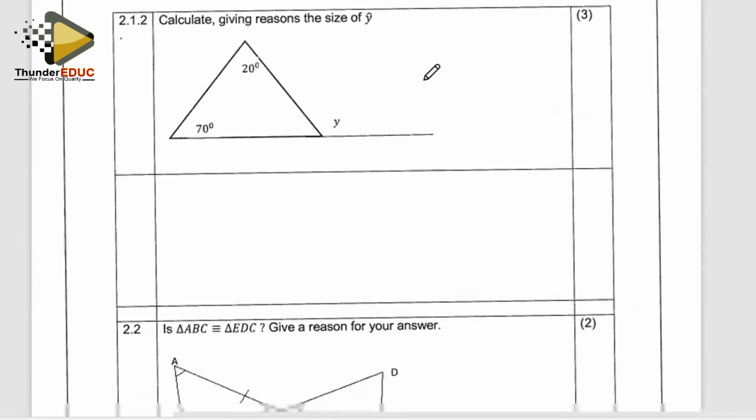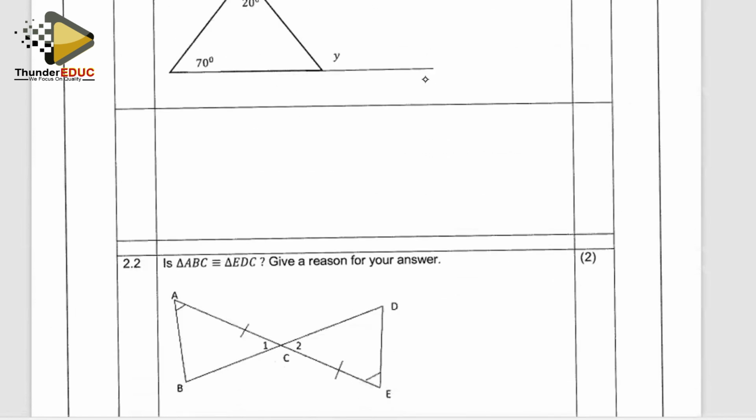2.1.2, they want us to calculate the size of y while giving reasons. So what we need to do is we're seeing this as a 20. We're seeing this as 70. So 20 and 70, both are interior angles because they are inside of the triangle. But this y is exterior, okay?